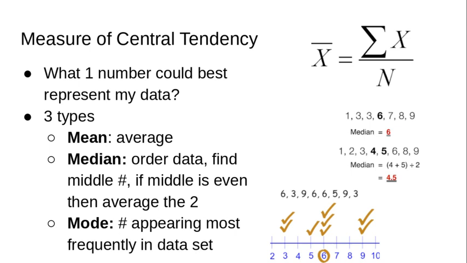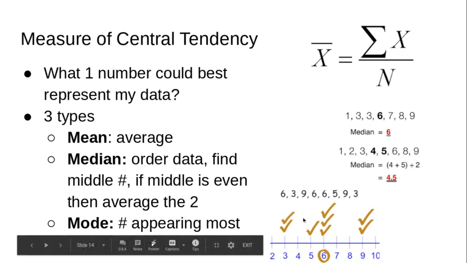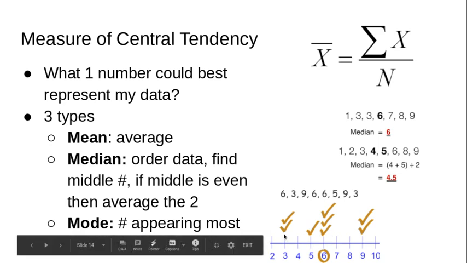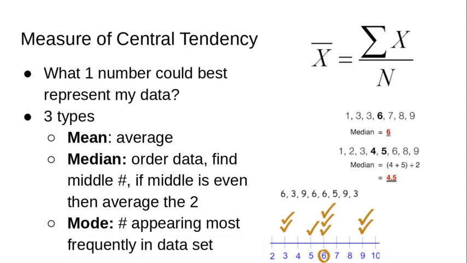The mode is the number that appears most frequently in a data set. And so for that, let's look at this picture down here. If this is your data set, 6, 3, 9, 6, 6, 5, 9, 3, this is a very simple elementary style of counting or tallying. There were 2 3s, 1 5, 3 6s, and 2 9s. The mode of this data set would be 6. 6 is the number that appears most frequently within this data set.